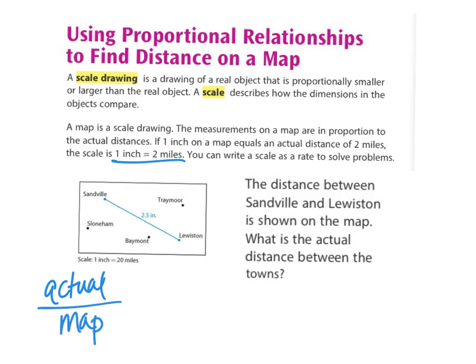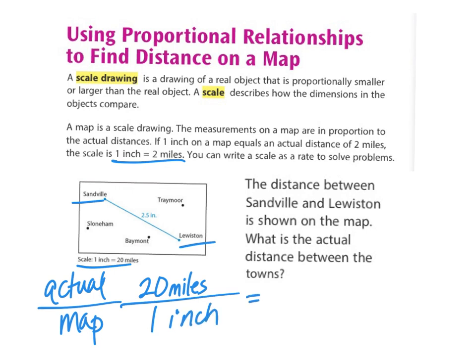The distance between Sandville, here's Sandville, and Lewiston is shown on the map. What is the actual distance between the 2 towns? We know from our scale that an actual distance of 20 miles is equivalent to 1 inch on the map. So here I'm writing my ratio of actual to map. In this problem, the distance on the map is 2.5 inches, and I'm trying to figure out how many miles that is.